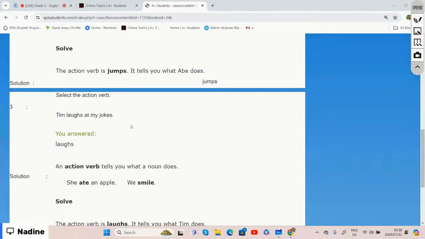All right, and the last one says Tim laughs at my jokes. We need to choose the action verb within that sentence. Tim laughs at my jokes. Is it Tim? Is it laughs? Is it at, my, or jokes? We need to identify what Tim is doing.